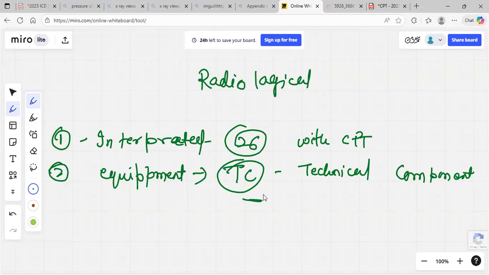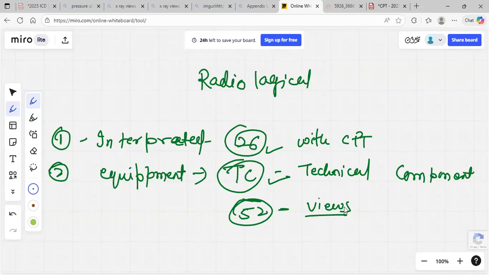Yes, ma'am. Good. So till now, we have studied the 26 modifier, TC modifier, and 52 modifier. 52 modifier is based on the views. Whenever we are going to bill the procedure and the doctor did not complete the views mentioned in the procedure, in that case we have to use the 52 modifier. And 26 and TC will represent the part of the procedure the doctor did. If he just interpreted it, we use the 26. If he is just providing the equipment, then we use the modifier TC.